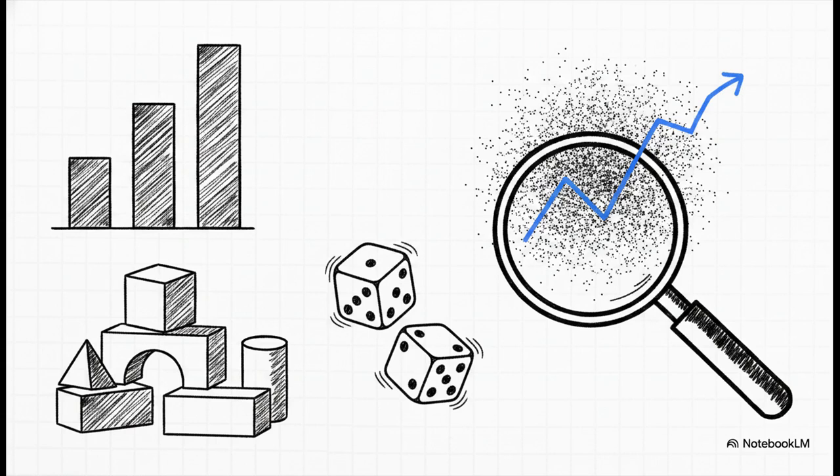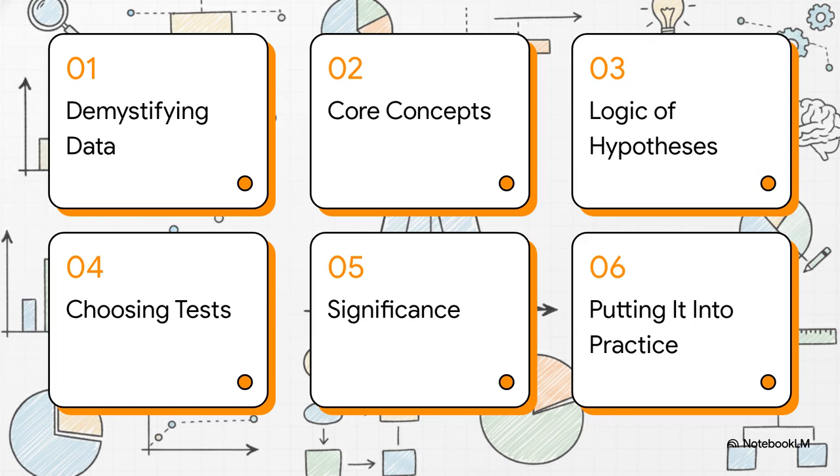When you strip away all the complicated equations, statistics is really just a structured way of doing two basic things: summarizing numbers clearly, and then figuring out if a pattern you're seeing is actually real or just a random fluke. That's the whole shebang. It's just a mathematical way of asking, hey, is this pattern just due to chance? We've got a really clear roadmap for this explainer today: demystifying statistical data, core foundation concepts, the logic of hypotheses, choosing your statistical test, statistical versus practical significance, and finally, putting it into practice.